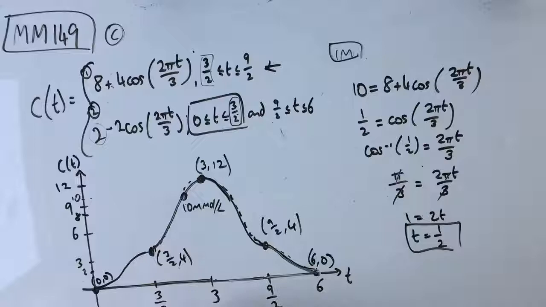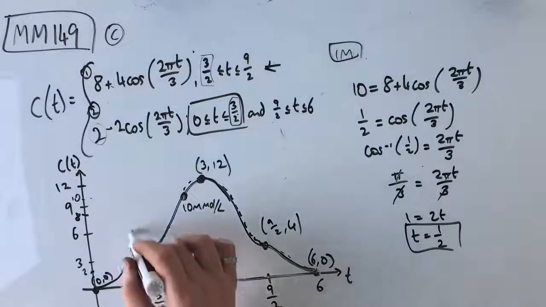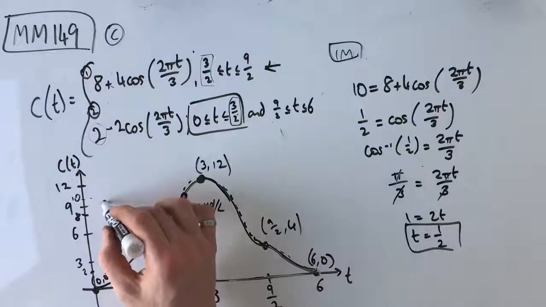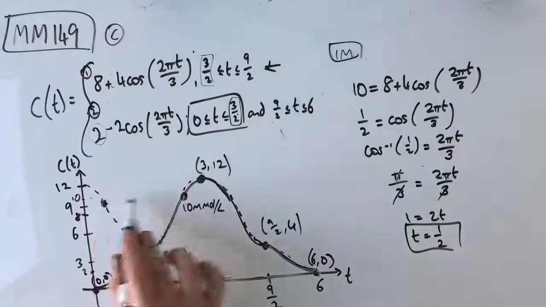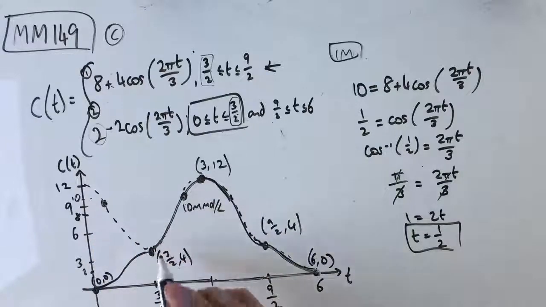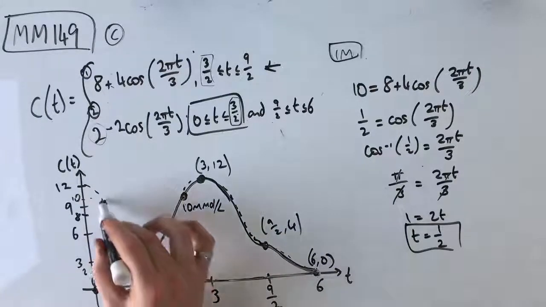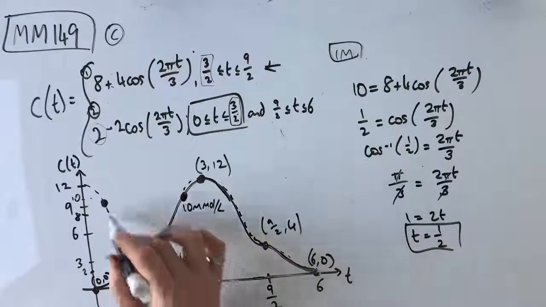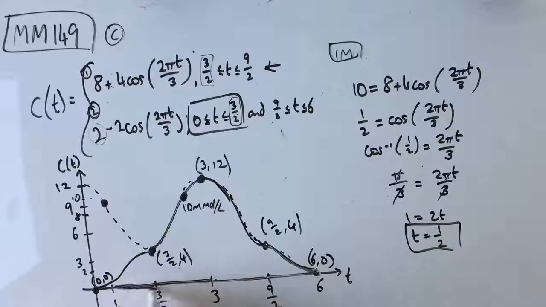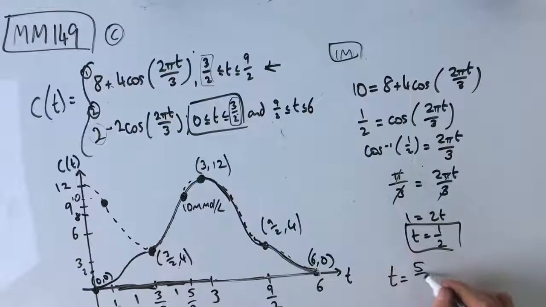So that means that it would have actually been up here somewhere, right? So here would be t equals 1/2 if that was to keep going. But we don't want that. We want this, right? So the distance from 3 on 2 to 1 on 2 is the same as the distance from 3 on 2 to here, right? Because it's symmetrical. If this is 1 on 2, that means that this distance is 1, which means that this distance is also 1. So this is equal to 5 on 2 at 10 millimoles per litre. So therefore t equals 5 on 2 at 10 millimoles per litre.